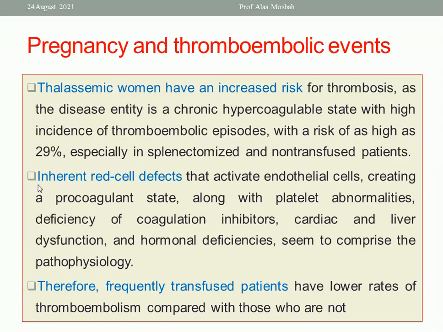So, inherited red cell defects that activate endothelial cells, creating a procoagulant state, along with platelet abnormalities, deficiency of coagulation inhibitors, cardiac and liver dysfunction, and hormonal deficiency, seem to compromise the pathophysiology of thromboembolism. Therefore, frequently transfused patients have lower rates of thromboembolism compared to those who are not transfused.